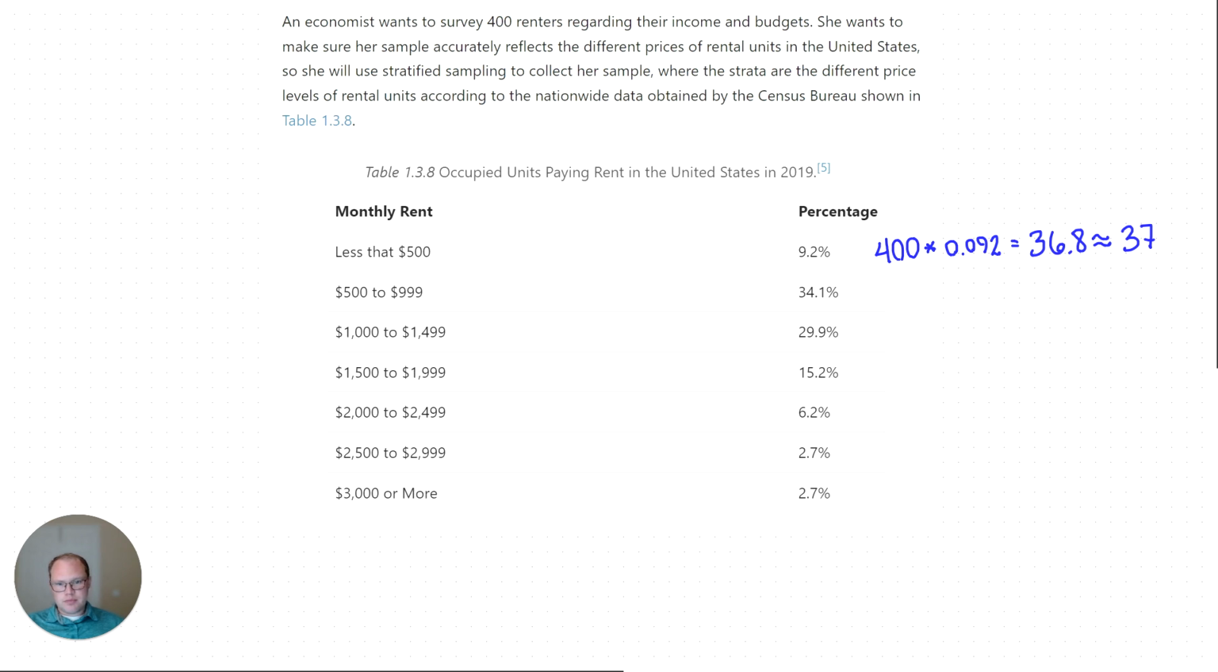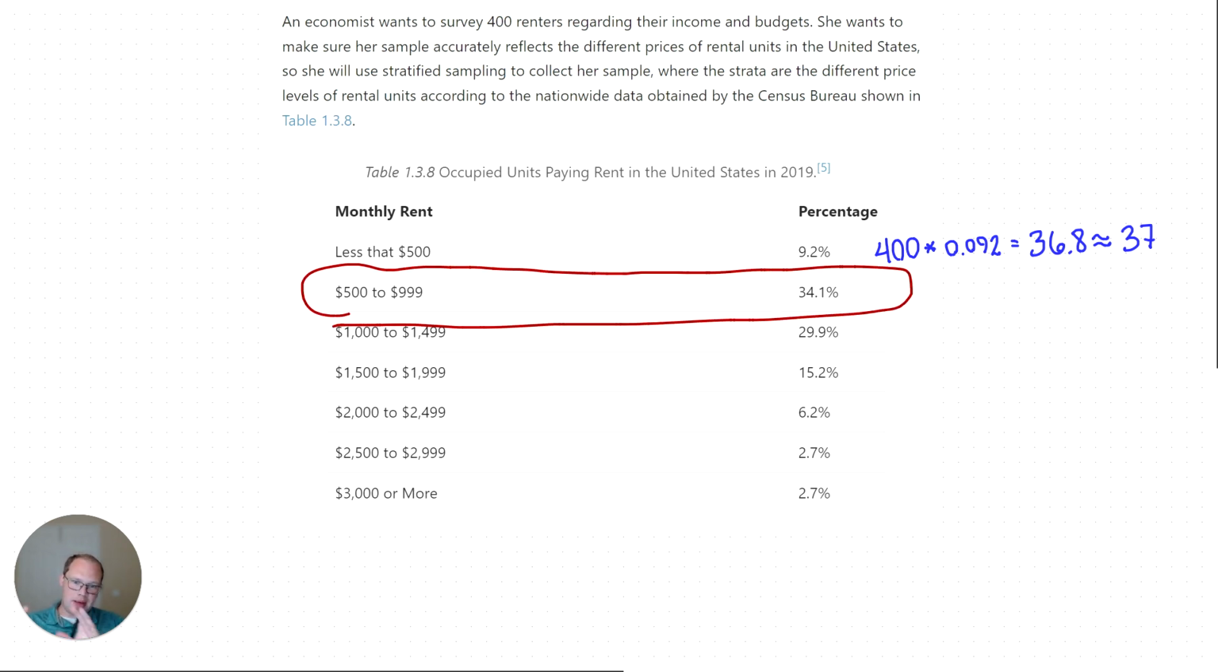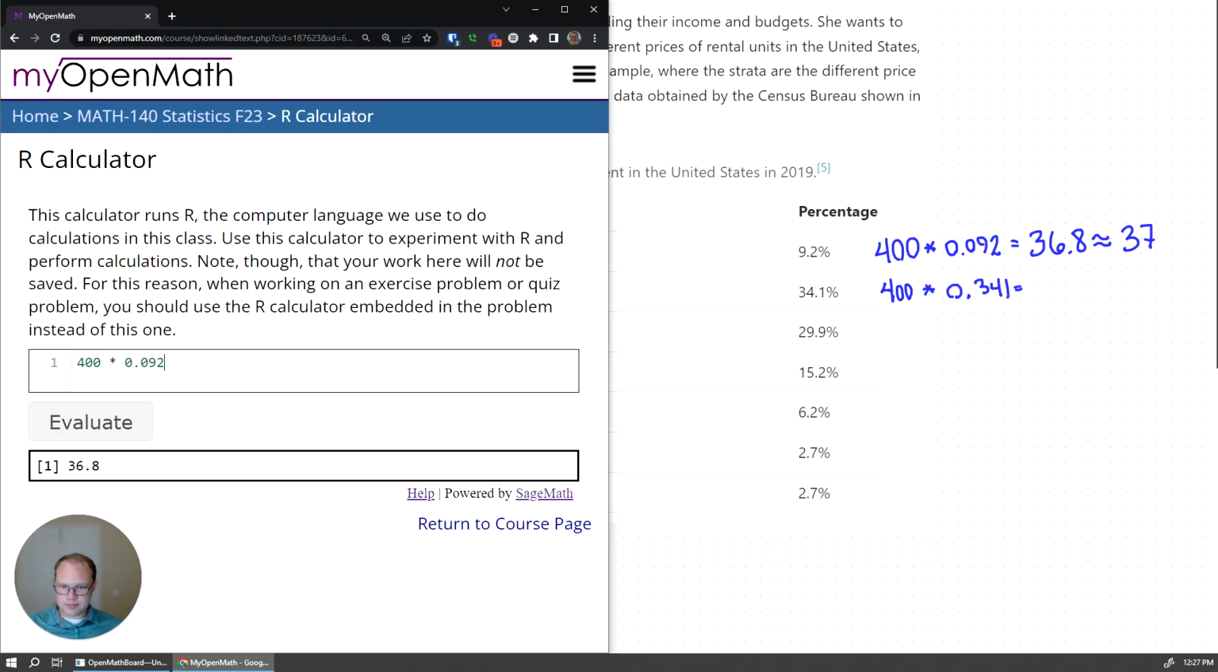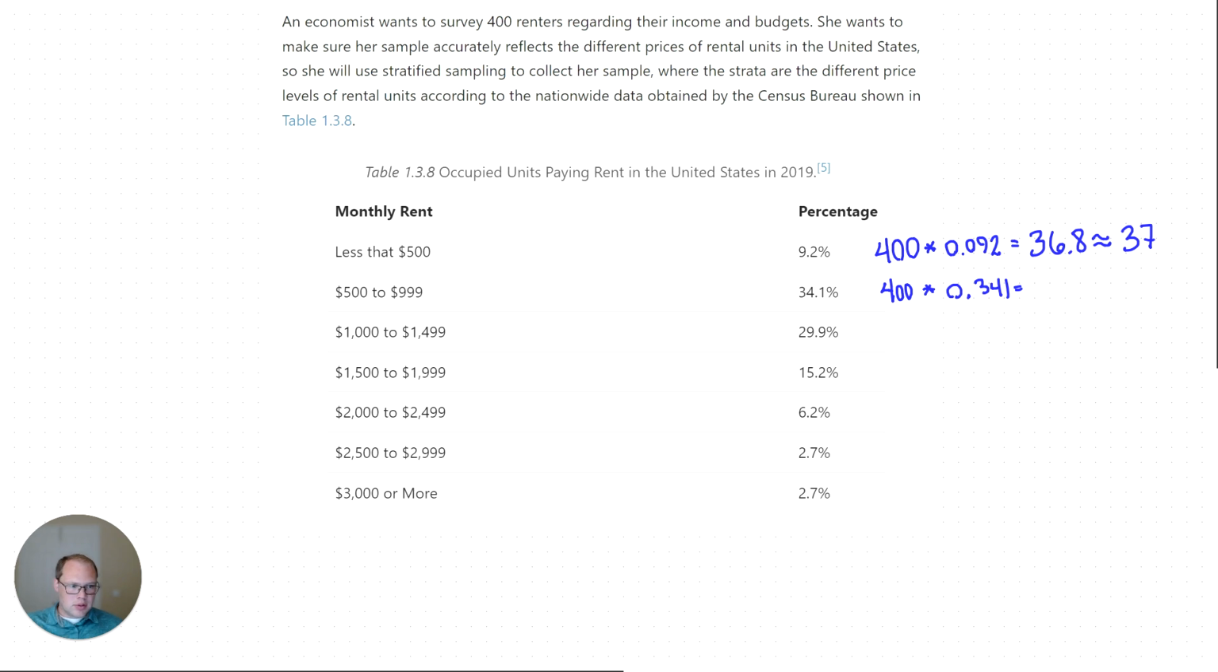So let's look at the strata of people paying between $500 and $999 in rent per month. Same trick. We take the size of the sample we want, 400, and multiply by the proportion. That's 34.1%, but we need to convert it to decimal form. So that would be 0.341. We're going to use our calculator for that. 400 times 0.341, we get 136.4. So we get 136.4 people that we want to interview for this category. We want 136.4 people in our sample to be renters that pay between $500 and $999 per month.